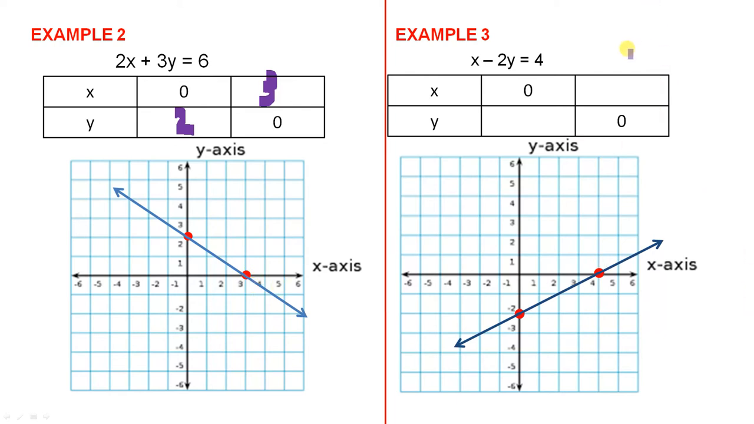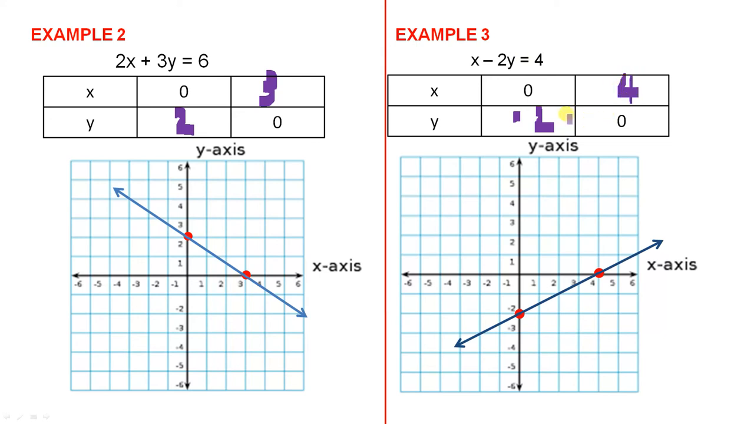Third example, exactly the same method. We have x minus 2y equals 4. When we let x equals 0, that gives us minus 2y equals 4, so y has to be minus 2. Because minus 2 by minus 2 gives us 4. When y equals 0, we can see straight away that x is 4. That's quite straightforward.